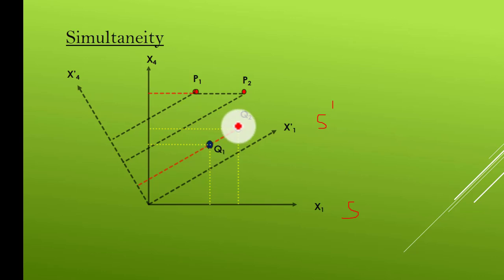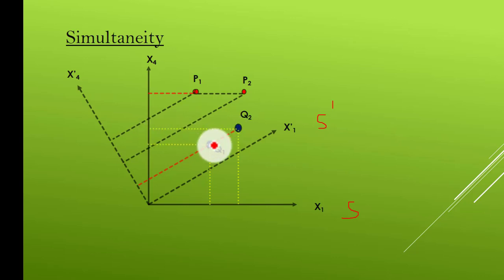Now let's consider 2 events, Q1 and Q2. This event is Q1 and this event is Q2. Both are occurring at the same time but in the S prime frame of reference. That means if I draw perpendiculars from these events, that should give you the value of time, and as you see, the time of these 2 events is the same. So these 2 events are occurring at the same time in the S prime frame of reference. But if I want to know their time in the S frame of reference, then I need to draw perpendiculars from the events.